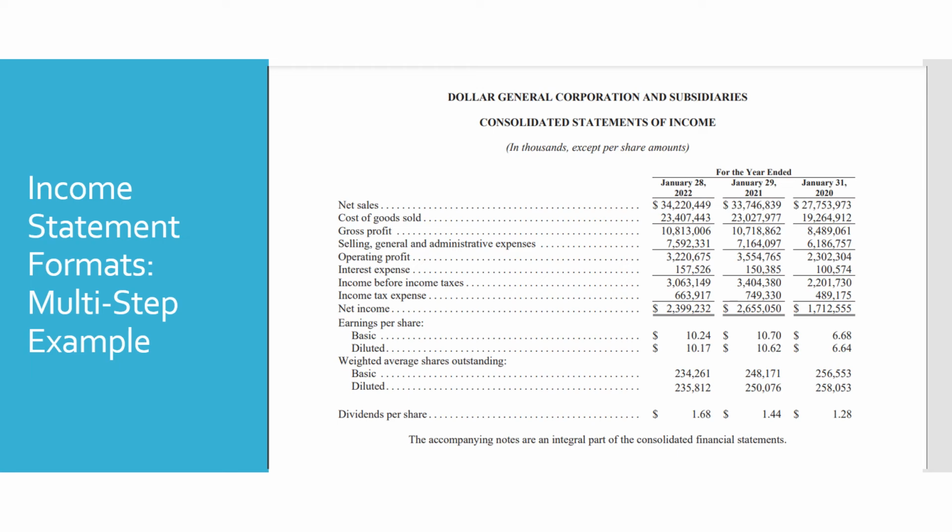Here we have an example of a multiple-step income statement for Dollar General. You see it's net sales minus cost of goods sold equals gross profit. Subtracting out SG&A, you come down to operating profit or operating income. They have one non-operating cost, and that is interest expense. We're coming down to income before income taxes, income tax expense, net income, and then our earnings per share calculations.